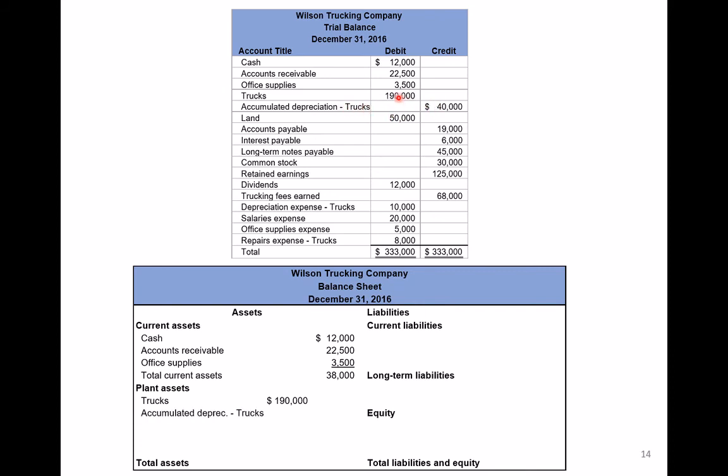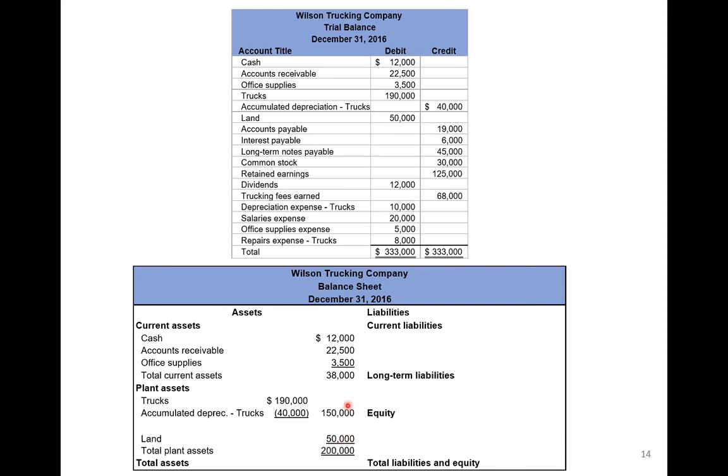So although we have $190,000 worth of trucks that we bought, we're saying we've used up $40,000 of value of those trucks. So then the net value of trucks that we have that's still on our balance sheet is the difference between $190,000 and $40,000, or $150,000. Again, that's known as the net asset value. Last up, we'll add land as part of our plant assets for $50,000. And then total our plant assets, $150,000 plus $50,000, plant assets of $200,000.